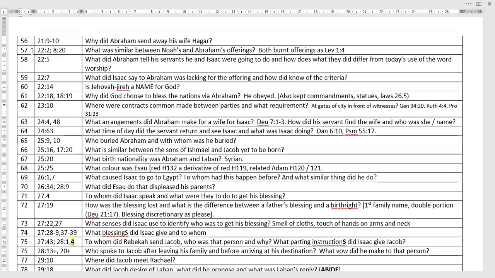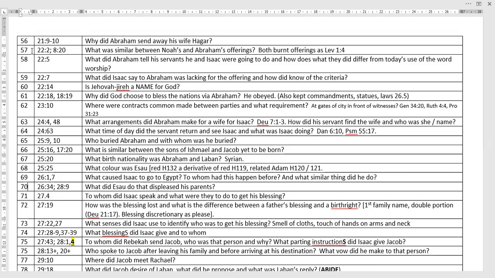Question 70. What did Esau do that displeased his parents? He married foreigners, or pagan people. So let's go to 26 verse 34. 26:34: And Esau was 40 years old when he took to wife Judith, the daughter of Beeri the Hittite, and Bashemath, the daughter of Elon the Hittite, which were a grief of mind unto Isaac and Rebekah.